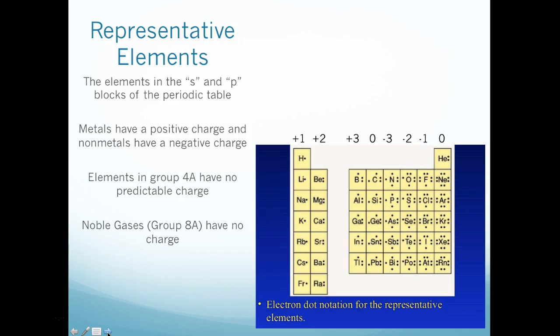So what I'd like you to do is please take out your periodic table. You can use one that we've written on recently, maybe the one that you wrote 1A, 2A, 3A, 4A, 5A, 6A, 7A, and 8A on when we were talking about valence electrons. And above these columns, I'd like you to pause the video and write the charge for the elements that are in these columns. So +1, +2, +3, 0, -3, -2, -1, and 0. When you're finished, resume the video.